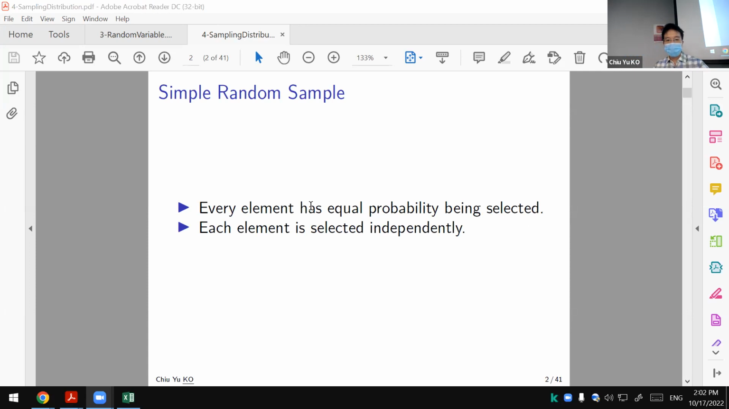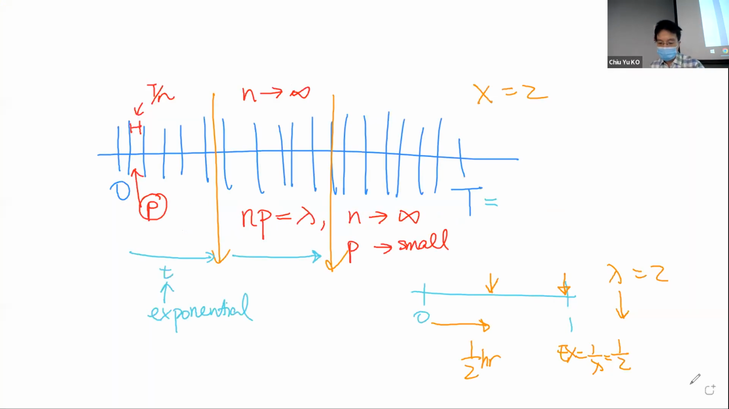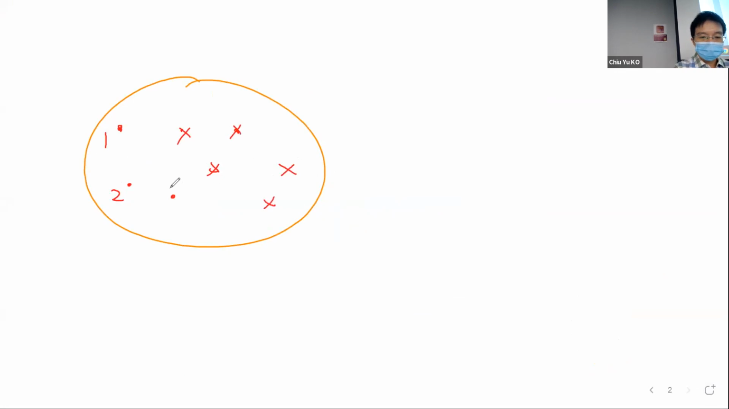The first condition is that every element has equal probability of being selected. And when you select, each selection is independent. You select things where everything can be selected independently and with equal chance. That means the following. Consider the case where you are in a village, or you can imagine Hong Kong. There may be guy number 1 here, guy number 2 here, number 3, number 4, number 5, and so on and so forth. There are many data points.